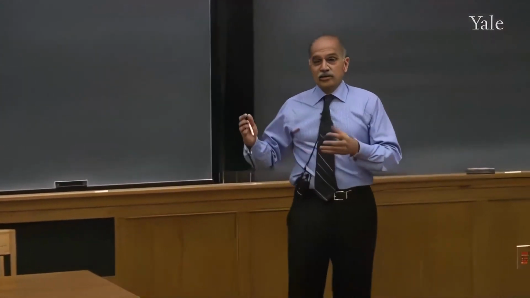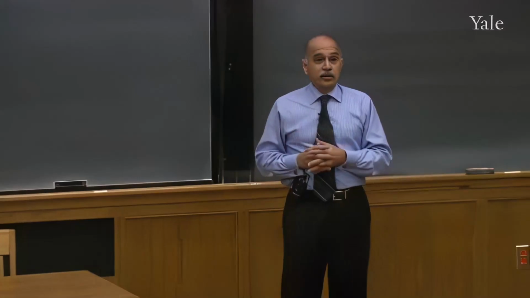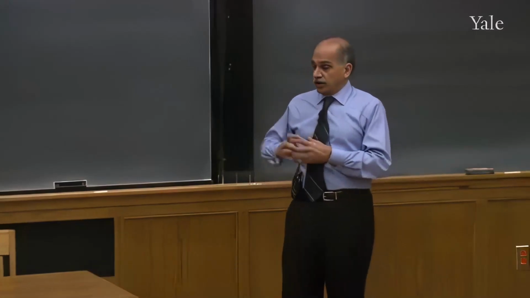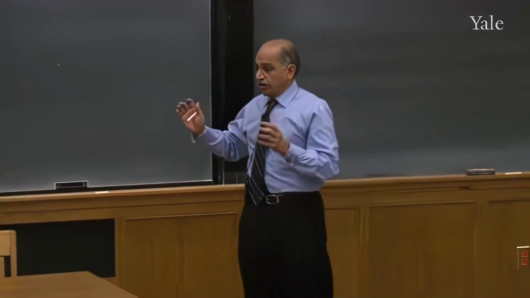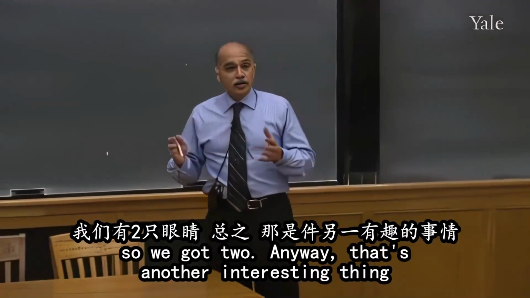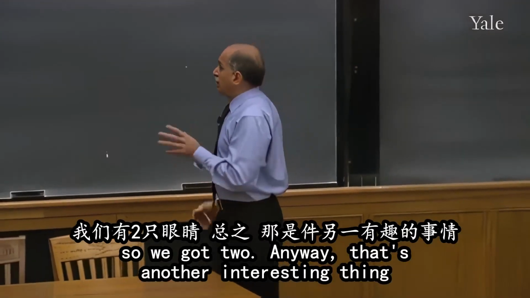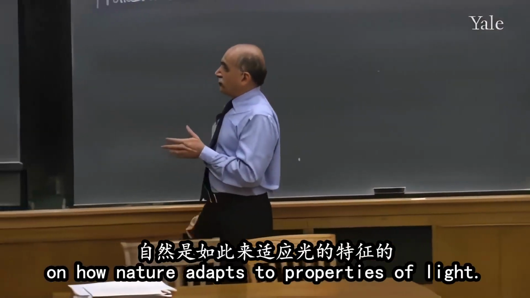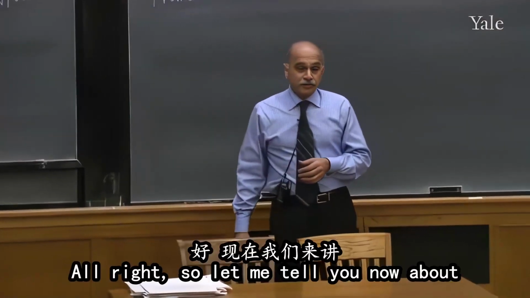Okay, if you got different enemies, maybe you will have different eyesight. Maybe if you got a lot of enemies, you will have eyes all over your head, like some animals do. So we got two. Anyway, that's another interesting thing on how nature adapts to properties of light.